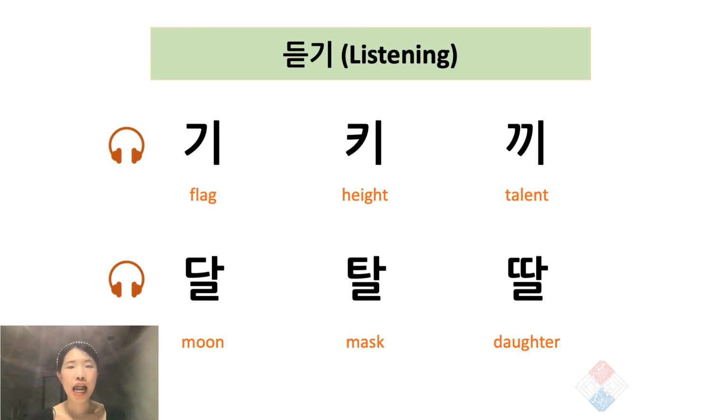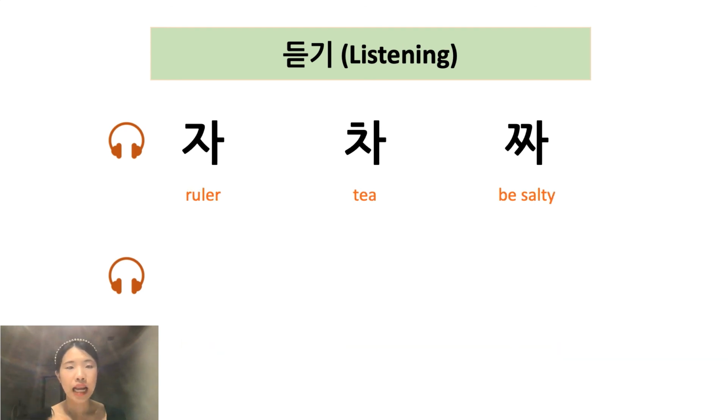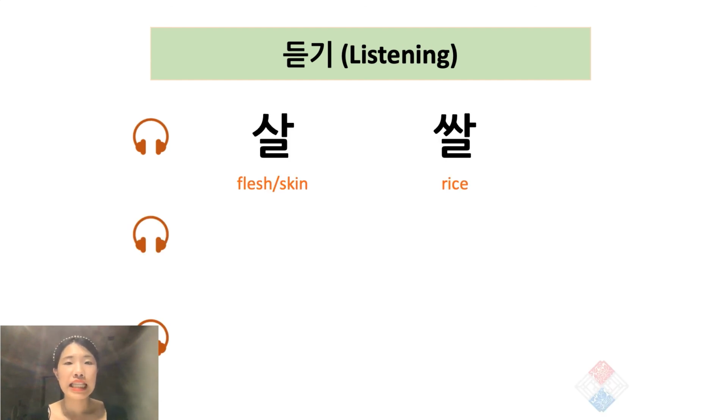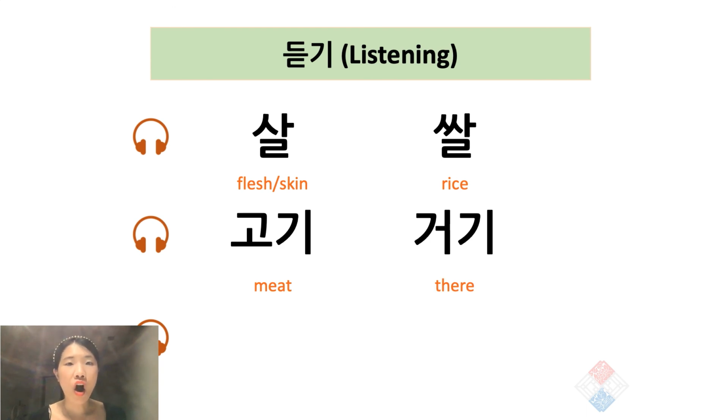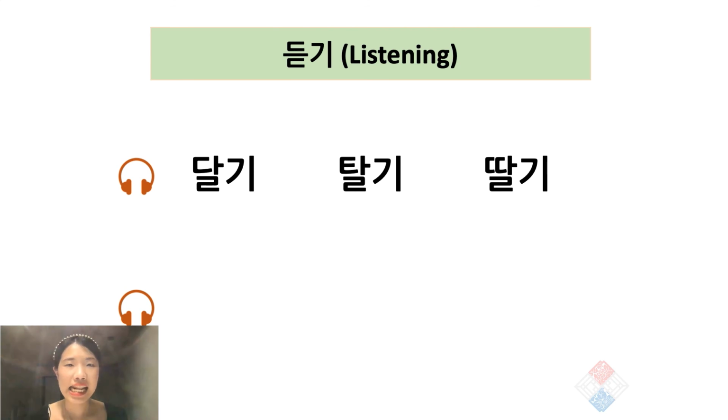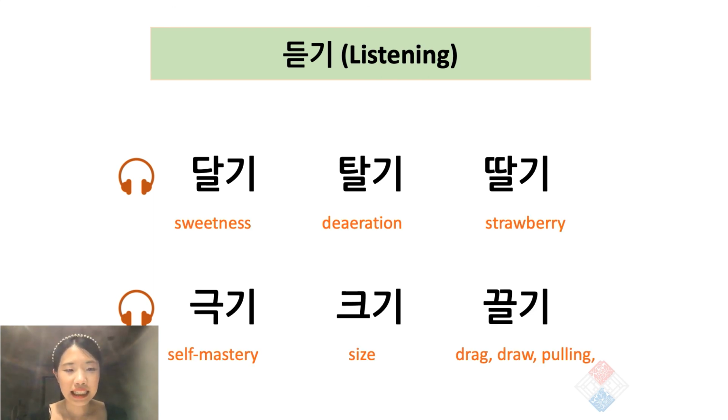달, 탈, 딸. 자, 차, 짜. 불, 풀, 뿔. 살, 쌀. 고기, 거기. 우리, 오리. 달기, 탈기, 딸기. 긋기, 크기, 끌기.